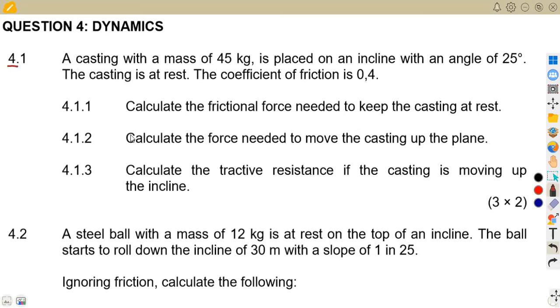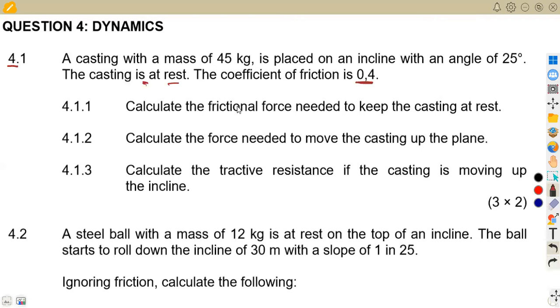So we are given the first part of our question 4.1, that is a casting with a mass of 45 kgs placed on an incline with an angle of 25 degrees, and the casting is at rest. Take note, it is at rest. The coefficient of friction is 0.4. So now there's a movement that is taking place. That is now where we are given the coefficient of friction where there is a movement.